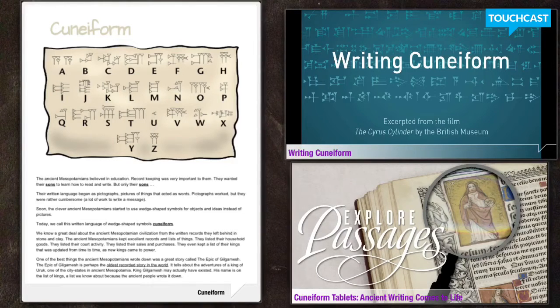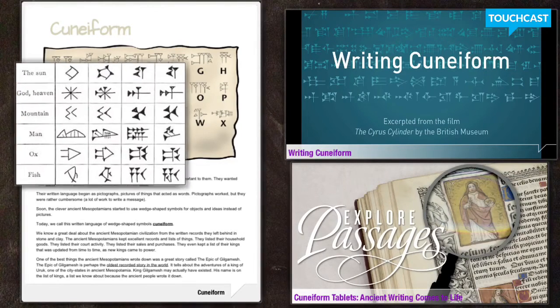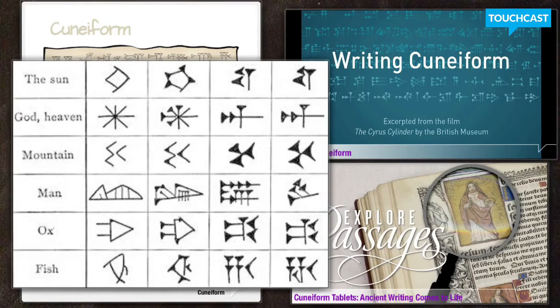The written language began as pictographs, which were pictures of things that acted as words. Pictographs worked, but they were rather cumbersome and really difficult to do. Here's an example of what some looked like.